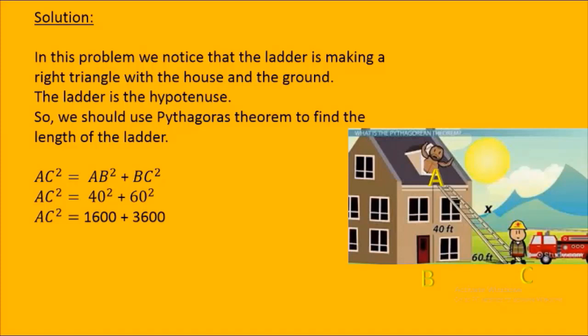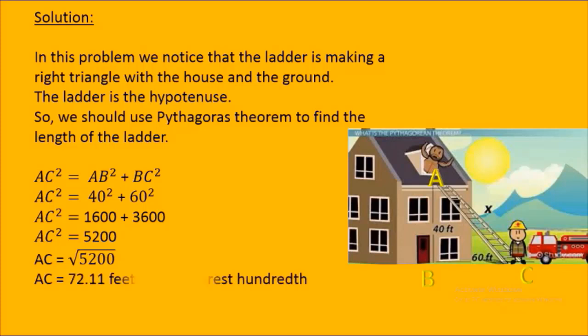So AC squared is equal to 5,200. To find AC, we must use the radical. Using a calculator, we get AC equal to radical 5,200, which is 72.11 feet to the nearest hundredth. So the fireman must extend the ladder about 72.11 feet to rescue Fadi.